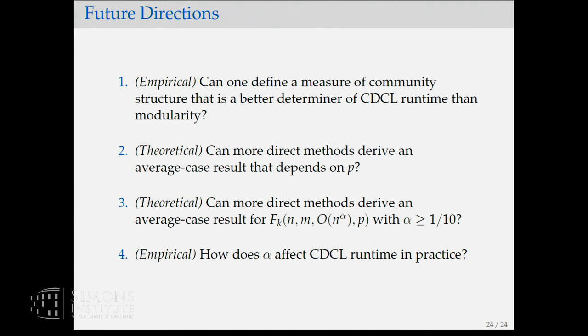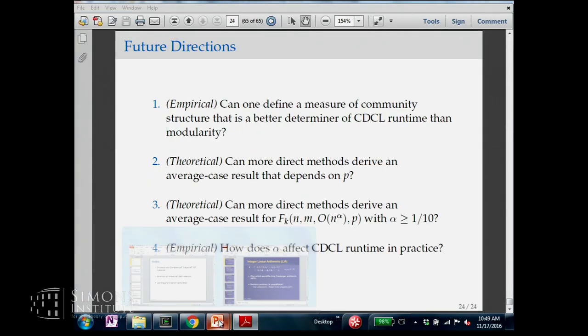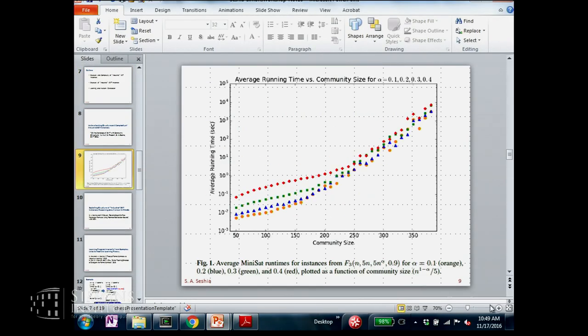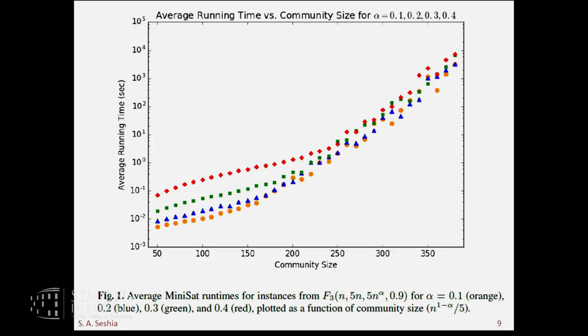A related question is, can we do some experimentation to find out what happens as I grow the number of communities relative to the number of variables. So let me show some very preliminary data on that. But I have to admit, I don't really do a lot of these large-scale SAT benchmarking experiments. There are others in the room who have more experience with that. So this is very, very preliminary.